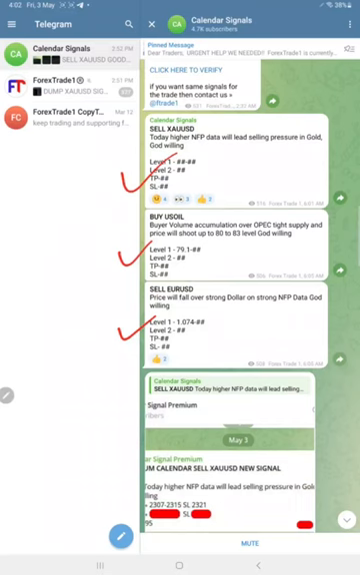But for our free followers, we gave the direction that gold price will fall, so sell gold. And oil price will go up, so buy oil. And euro's value will fall against the US dollar, so sell Euro USD.